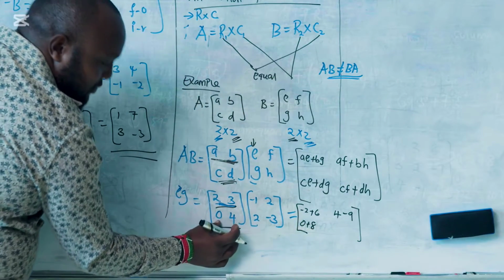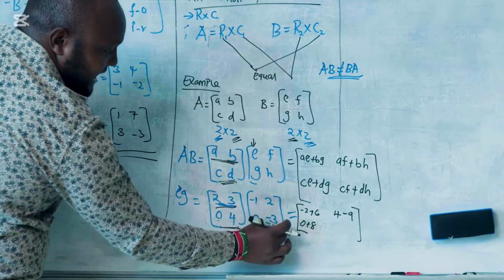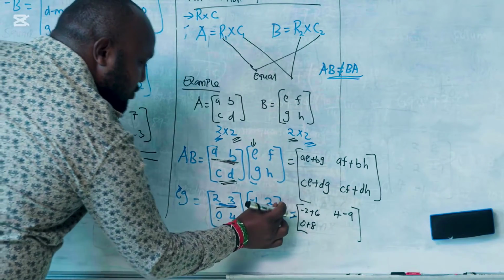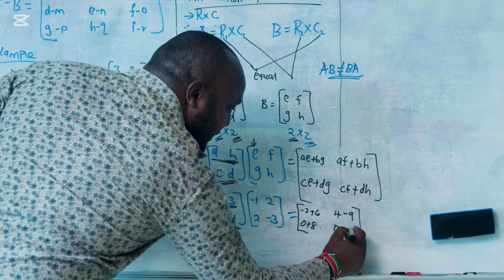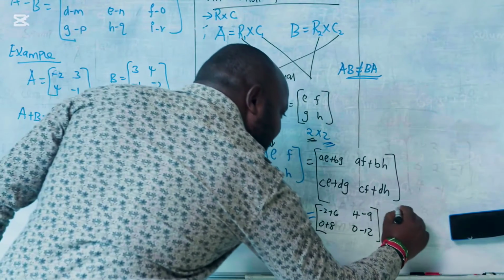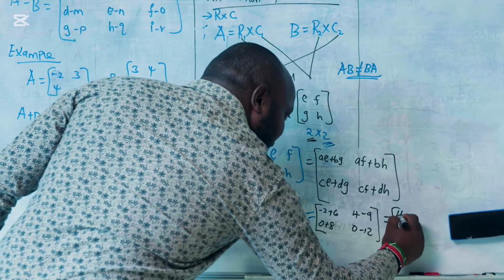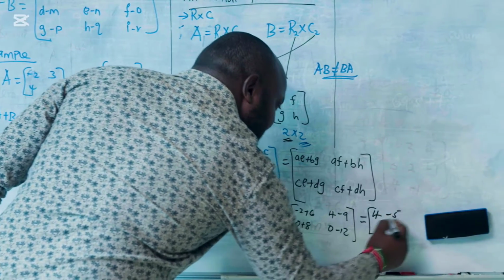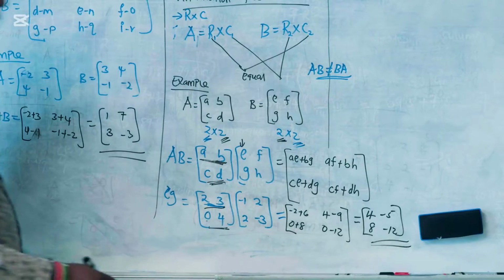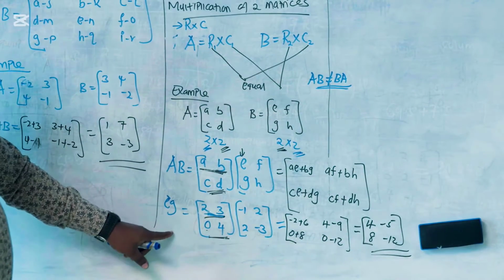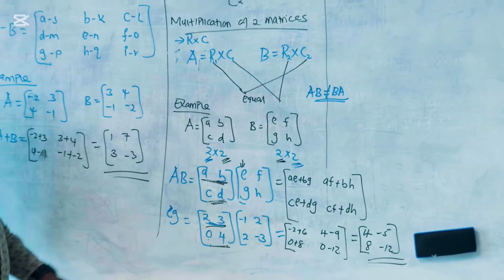So the same row must now multiply the second column, which will be 0 times 2, 0. 4 times negative 3, you get negative 12. So the answer in this case is 4 minus 5, 8 minus 12. And that's how we multiply two matrices.